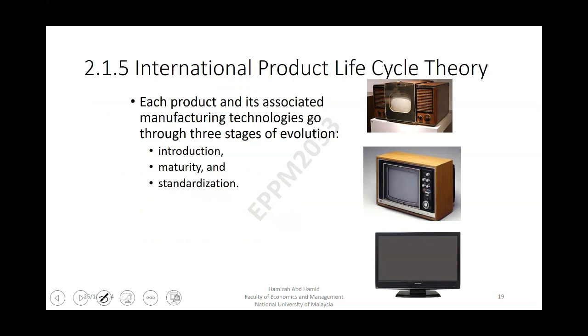Another theory is the international product life cycle theory. You have learned this in basics of marketing, so fundamentals of marketing. According to the international product life cycle theory, each product and its associated manufacturing technologies go through three stages of evolution. They get introduced, they mature, and they standardize.